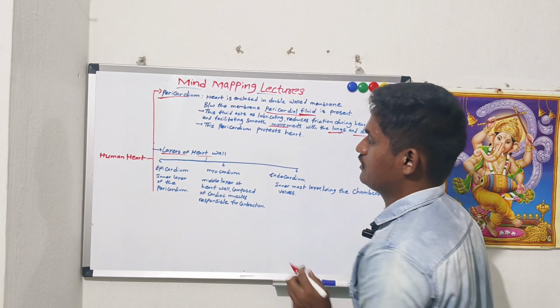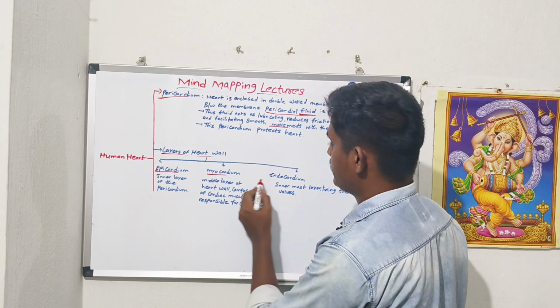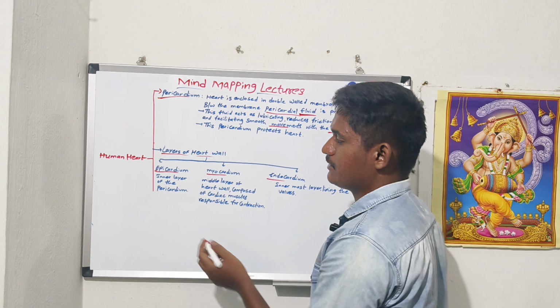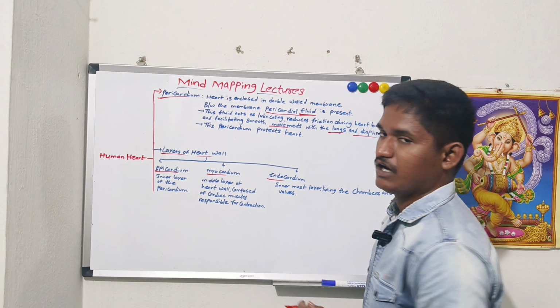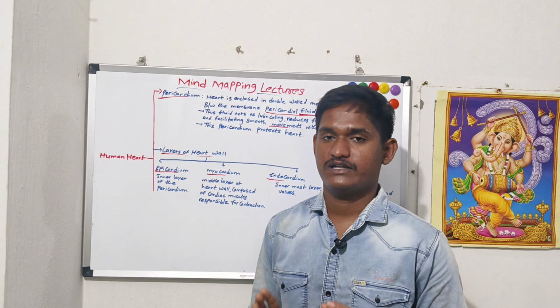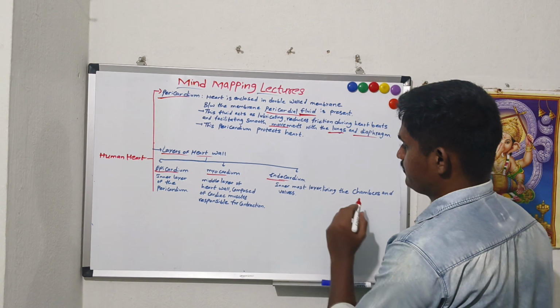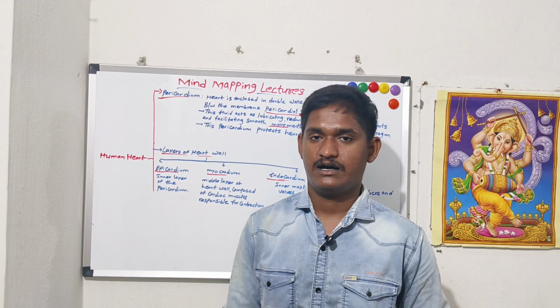Layers of the heart wall. Heart wall has three layers. They are epicardium, myocardium and endocardium. Epicardium is the inner layer of the pericardium. Myocardium is the middle layer of the heart wall. It is composed of the cardiac muscles which are responsible for the contraction. Endocardium is the innermost layer lining the chambers and valves of the heart.